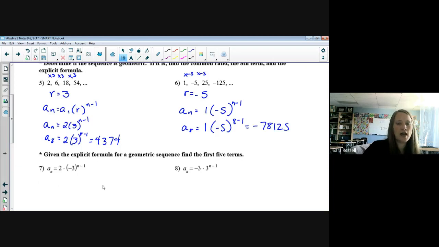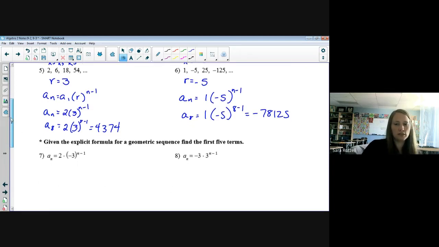We're going to skip down and do 9 and 10 first, and we'll come back and do 7 and 8. 9 and 10 are just recursive. Actually, we'll just do one of them. We don't need to do both recursives. Then we'll do these two.